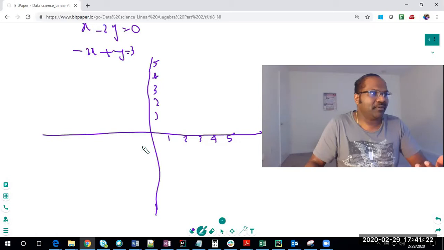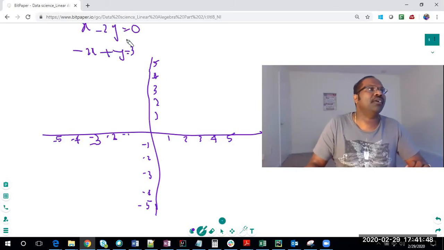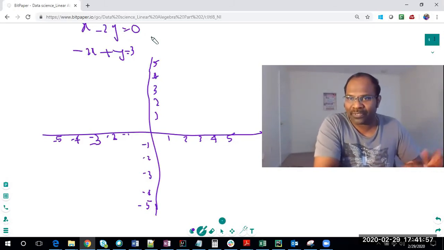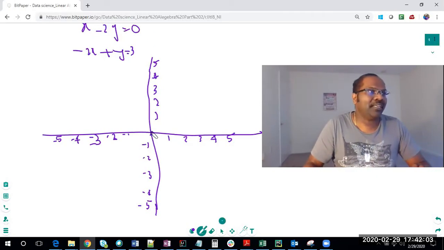Right. And this is again y, but it goes minus values: minus 1, minus 2, minus 3, minus 4, and minus 5. Same here, minus 1, minus 2, minus 3, minus 4, and minus 5, right? So the first equation is x minus 2y is equal to 0. We know since it is 0, the first point is the origin, right? All the points, or the line connecting the points of this equation, always go through 0. So the first point is 0 here.